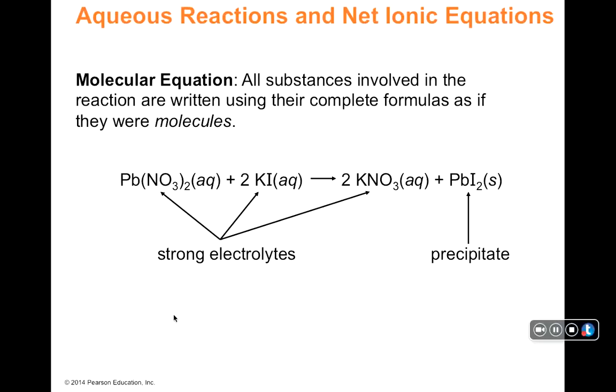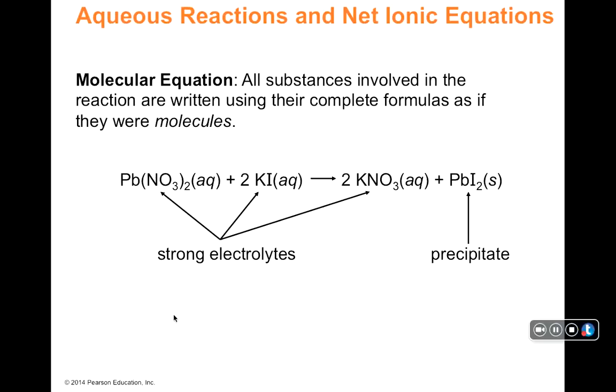Okay, when we're looking at aqueous reactions and ionic equations, there are several types of equations we use to show these reactions. The first is a molecular equation, and you should be able to write all three that I'm going to talk about. The molecular equation shows all the substances that are involved in the reaction, and they're written with their complete formulas as if they were molecules. So notice here you do not see any separated ions, and that's because this is a molecular equation. When you're asked for a molecular equation, this is the format that you'll write, and so everything is written intact altogether as if they were molecules.